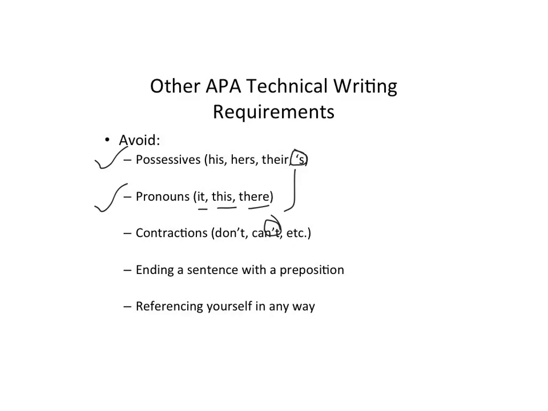Don't end a sentence with a preposition, such as to, on, upon, etc. And then don't reference yourself in any way. Don't talk about I, don't talk about I think, the researcher thinks. You're not involved here. What you're doing in this paper is to talk about what other people did.